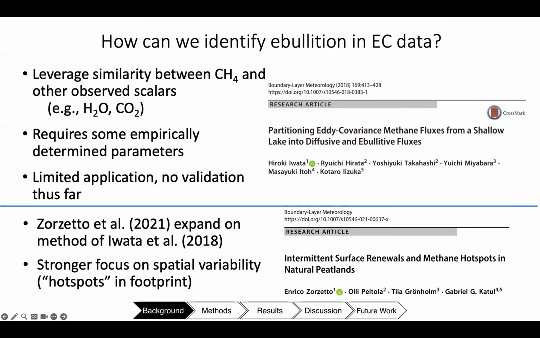There are some other methods. This paper expanded on it, but took a different direction. It's a little bit more in the spatial dimension, spatial hotspots. That's much more common in a natural wetland where you have really different zones of wetness or nutrient availability or vegetation cover.